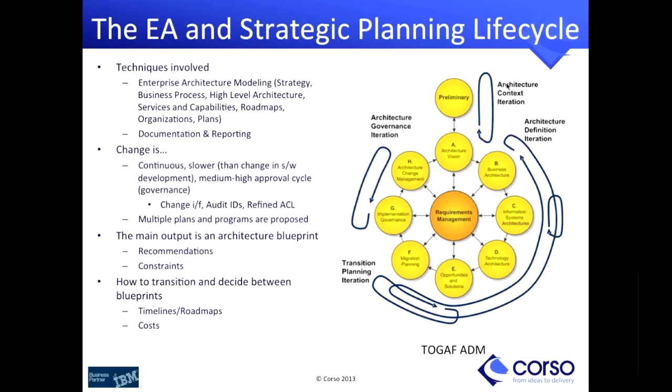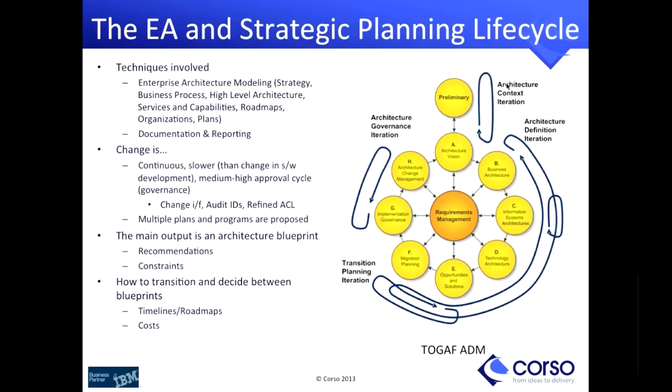So we're going to focus very much on transition planning iteration. So very much looking at opportunities and solutions. That's current state and future state architectures, and how we move those through via migration plans into real architectures. Along the way, we will have a little bit of a look at some of the IS architecture and technology architecture in different states. So we do enterprise architecture modeling to help us visualize the architecture. We look at documentation and reporting.